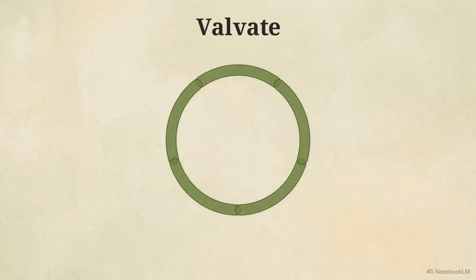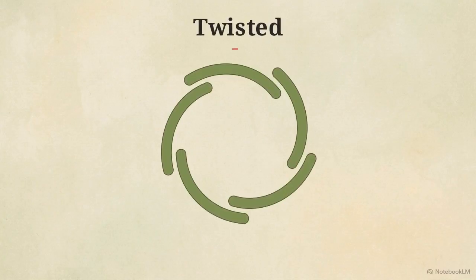In valvate aestivation, the margins meet exactly end-to-end without any overlapping. You will find this in Calotropis and the Solanaceae family. Twisted aestivation follows a regular pinwheel direction. One margin of a petal overlaps the next, while its other margin is overlapped by the petal preceding it. This one-in, one-out rule is seen in China rose and cotton.